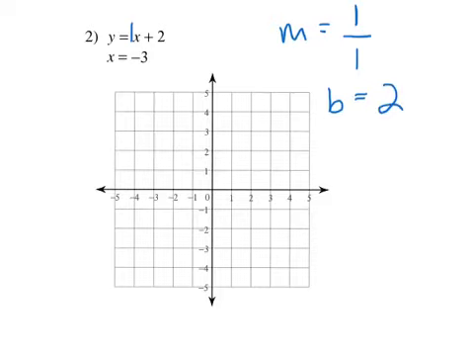So when we graph this, you start with your y-intercept at 2. And then every time you go up 1, you go to the right 1. Up 1, right 1, up 1, right 1. And similarly, left 1, down 1, same idea there. And then, once you have a good pattern going, you're just going to connect your dots there.